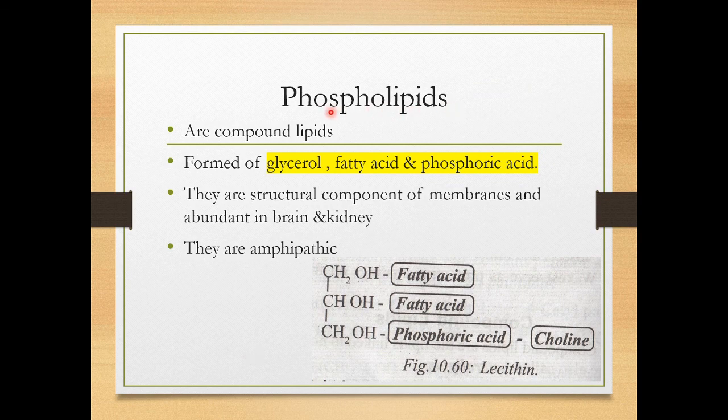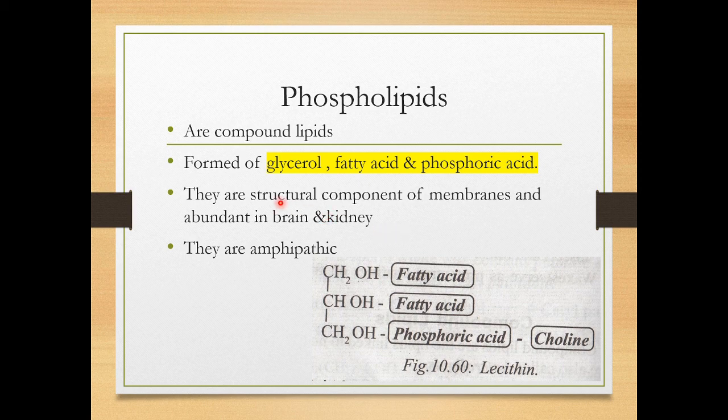Now, move on to the first category of compound lipid, that is the phospholipids. So what are they? It's a compound lipid. And what is it made up of? It's made up of one glycerol molecule, two fatty acids, and the third position is replaced by phosphoric acid. And there is an additional structure that is also called the choline molecule.